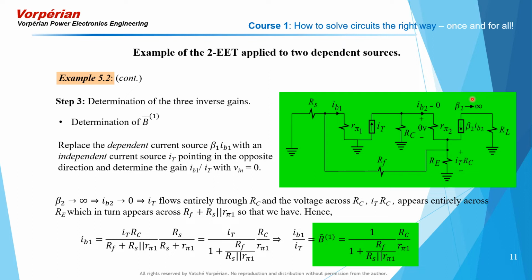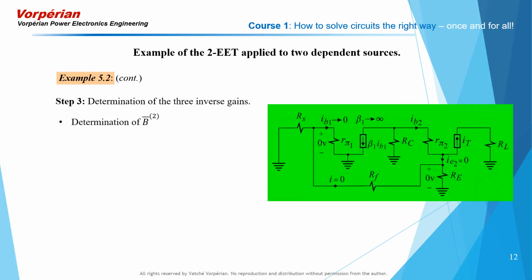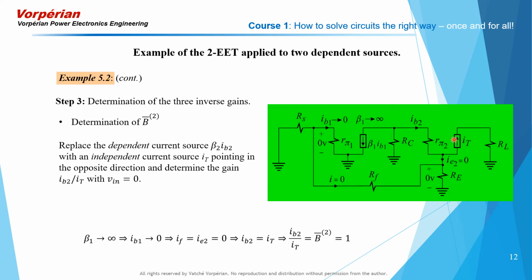Let's go for the second one, rho and beta 2, and that's given in this circuit here. Now, beta 1 is going to be in its reference state, infinity, while beta 2, IB2, will be replaced with an independent generator pointing in the opposite direction. And we want to figure out the gain IB2 over IT. Well, that's easy in this case.